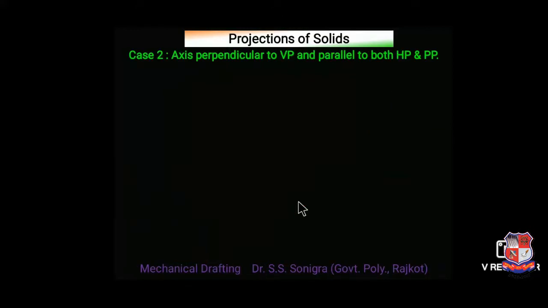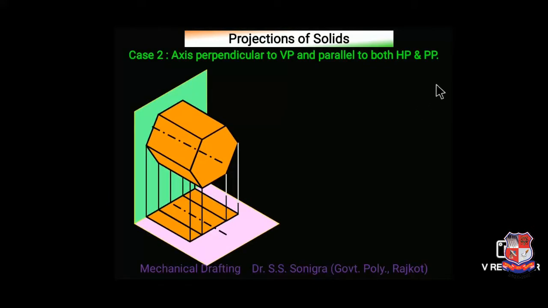Now the second case: axis perpendicular to VP and parallel to both HP and PP. How to draw the projection of this solid? This is the horizontal plane, this is the vertical plane, and the axis of this solid is parallel to the horizontal plane and perpendicular to the vertical plane. So to draw the projection of this solid, first of all draw the XY line that represents the intersection of HP and VP, and above the XY line draw a hexagon, because if we look from the front side somewhere here, then this hexagon will appear above the XY line, above HP. So above the XY line, take over here whatever dimension is given in the data.